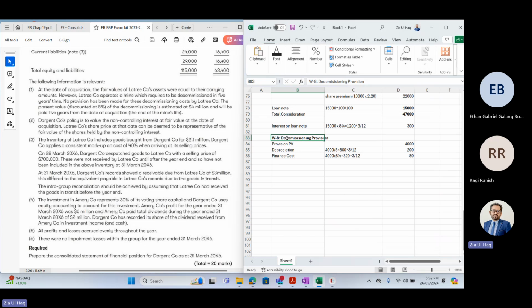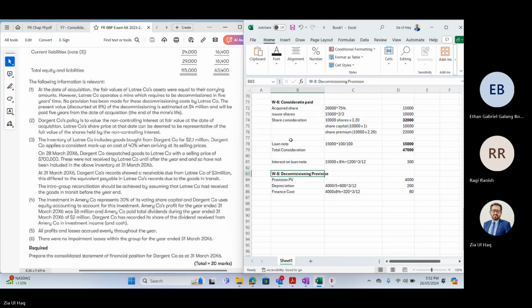This was working 8. Where is working 7? There is no working 7 then. Okay, we can make working 7 here. So working 7 is about intergroup transactions. So what happened? Parent company sold to subsidiary. How much? 21 million.